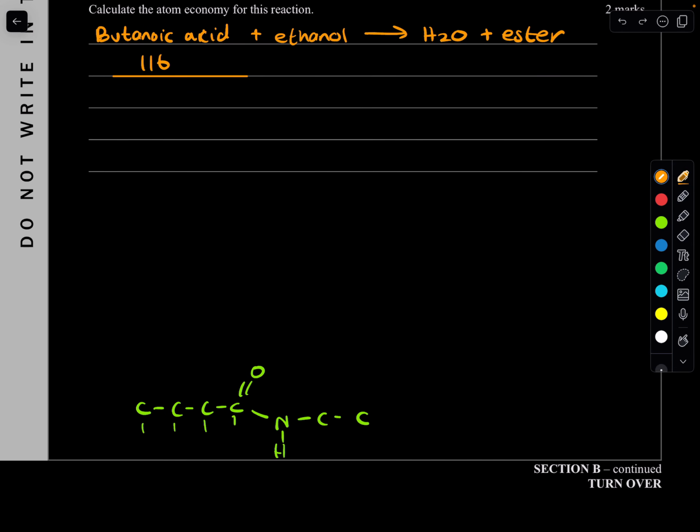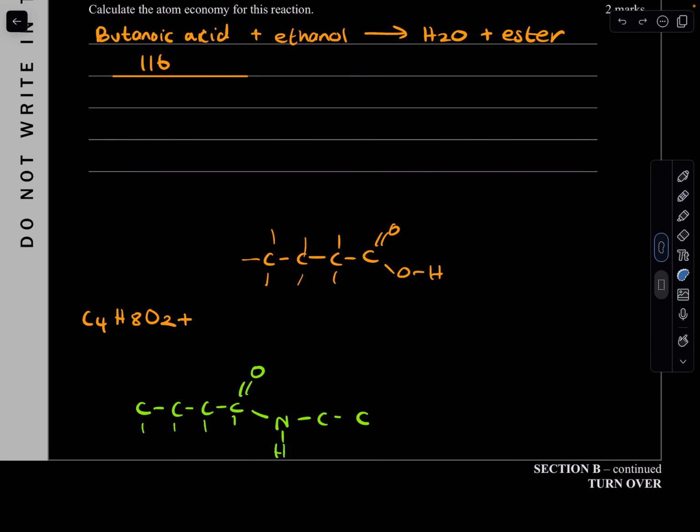So butanoic acid, what is it? CCC, COH. That's what it is. How many carbons? We have 4 carbons. How many hydrogens? We have 3, 4, 5, 6, 7, 8. We have 8. Oxygens, we have 2. Plus, what about the ethanol? Let's have a sketch of that.